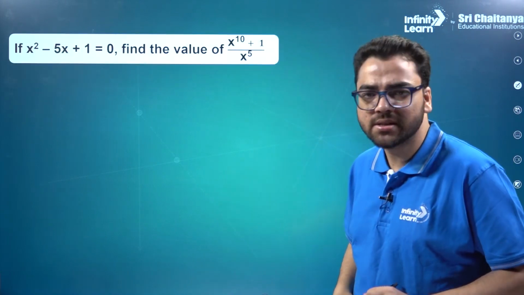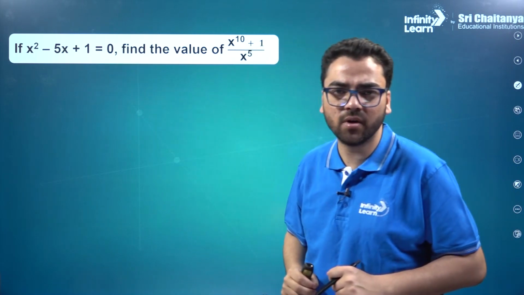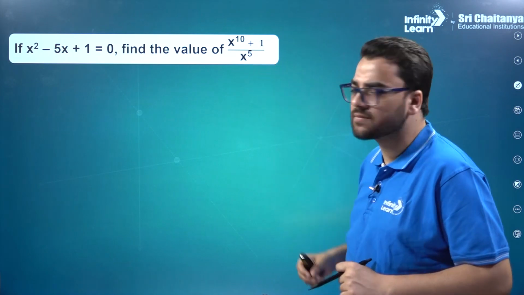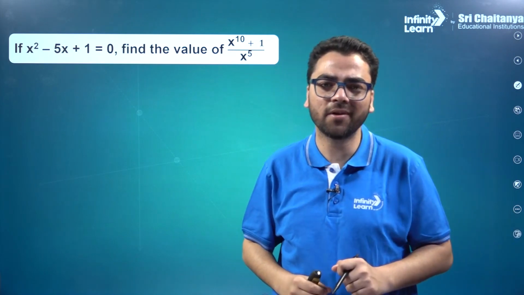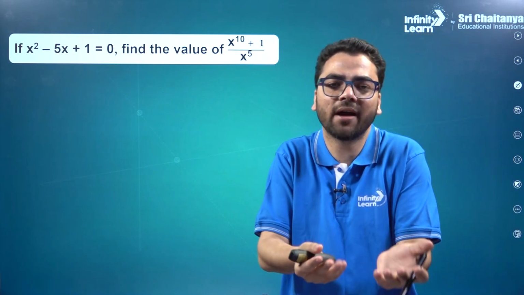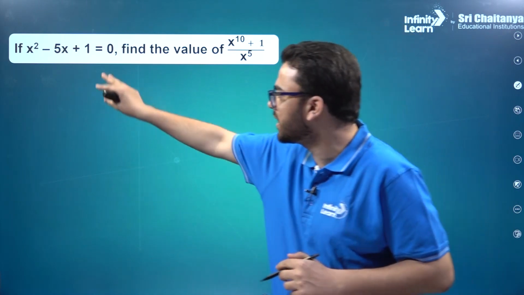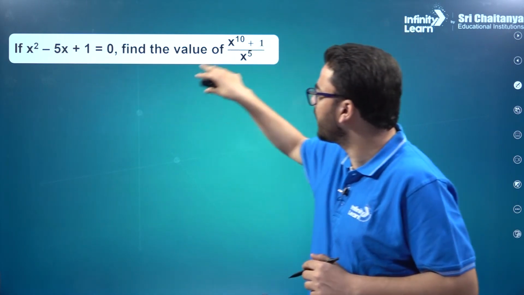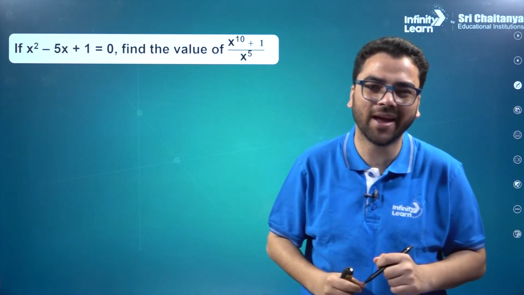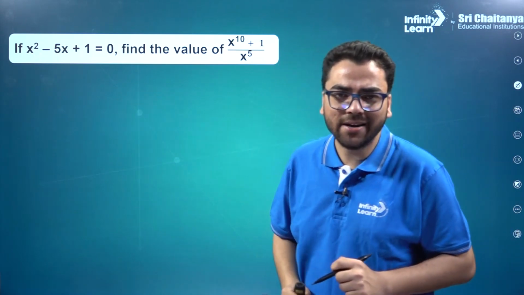Suppose it is given to us that x square minus 5x plus 1 is equal to 0. And we have to find the value of x raised to the power 10 plus 1 upon x raised to the power 5. Now over here, if you already have done a quadratic equation, you might be thinking of solving this quadratic equation and then putting the value of the variable over here. Well, you can do that as well, but it will take too much time. Instead of that, you can use algebraic identities in this.